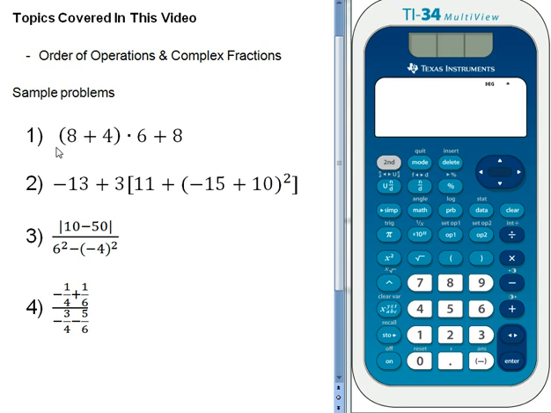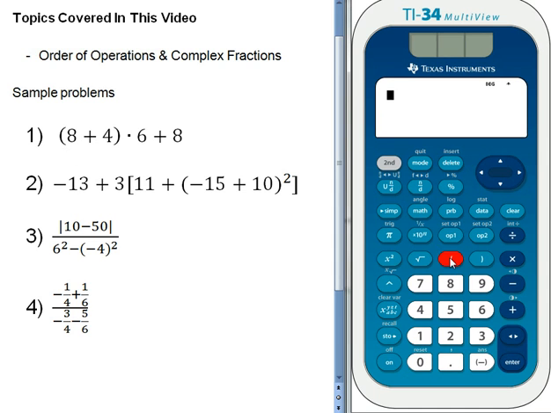So in sample problem 1, we've got 8 plus 4 inside parentheses, which means that's going to get done first, and then times 6 plus 8. So if we were doing it by hand, we do the 8 plus 4. Whatever that sum was, we would multiply by 6. And then whatever the product of those two was, we would add the 8. So with the calculator, we just need to make sure that we type it in as it appears.